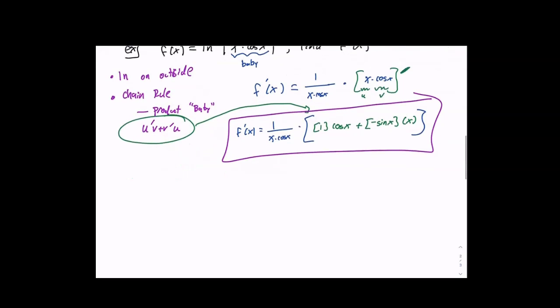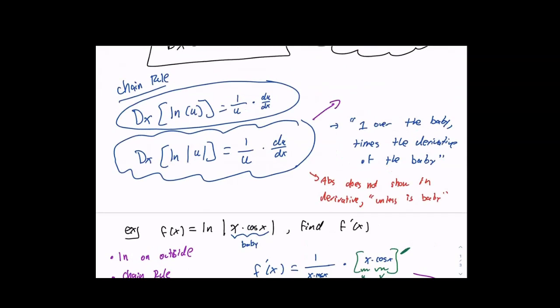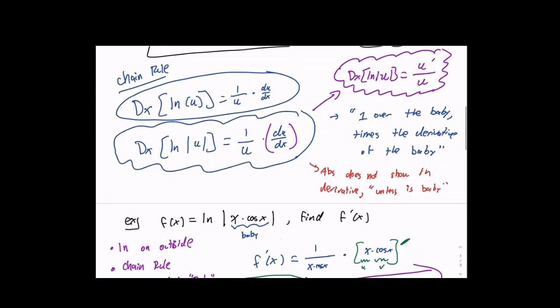So I have a question. Why does the x times cosine of x go at the bottom? Because that is the baby. It's 1 over the baby. 1 over u times du dx. And some people will write the derivative of the natural log absolute value of u as u prime over u. So the derivative part is in the numerator, and the u, the baby, is in the denominator. So it's times du dx, where the du dx is in the numerator.